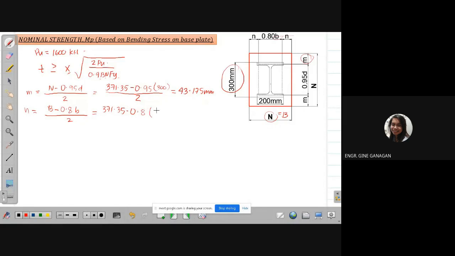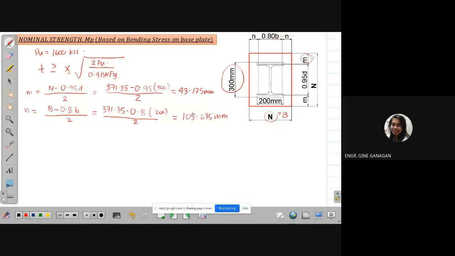Yung B for column is 200. Okay. So, ano yung magiging value ng N natin? What would be our value for N that is equal to 105.675. So that is 105.675 F. Okay?